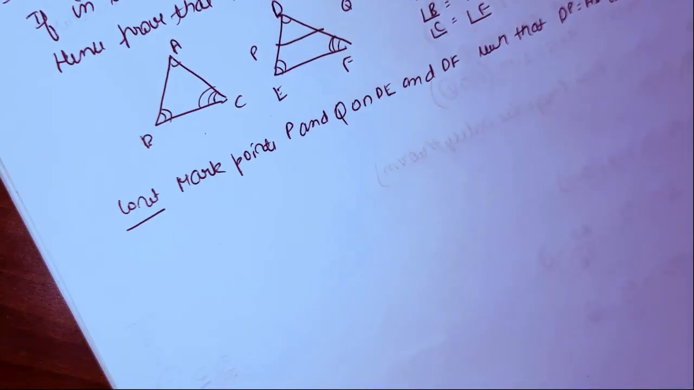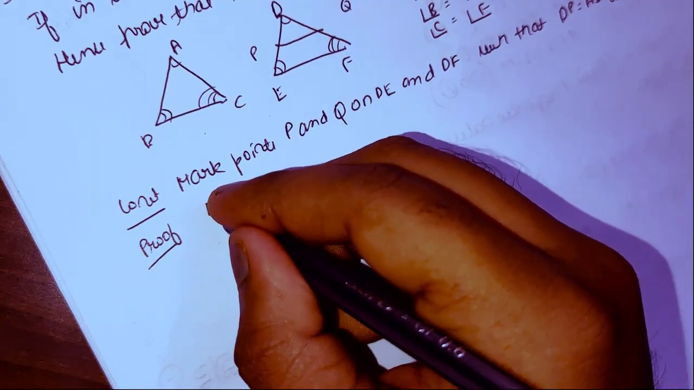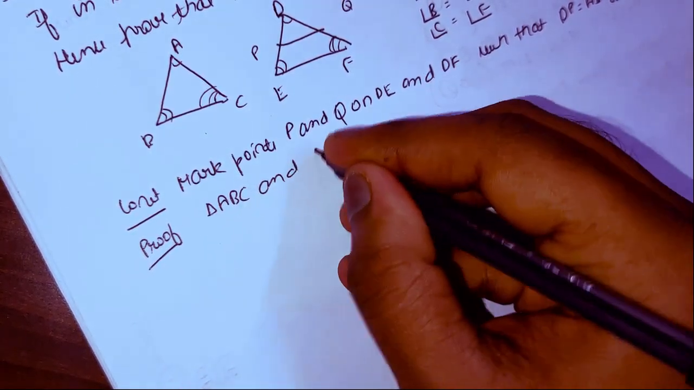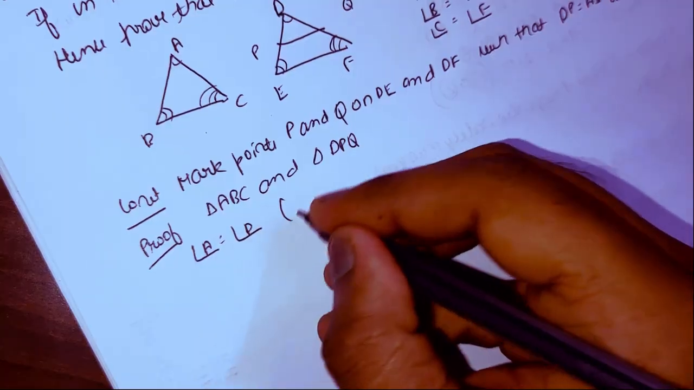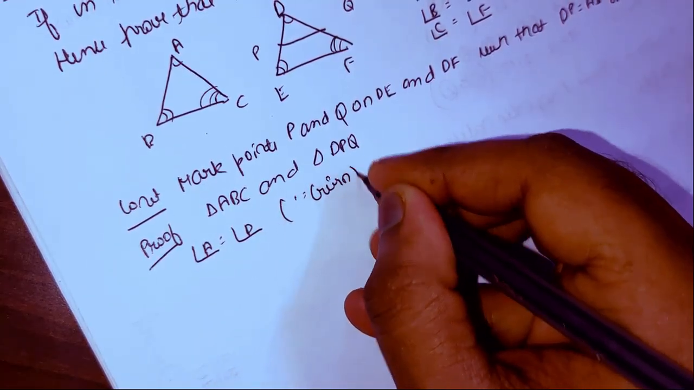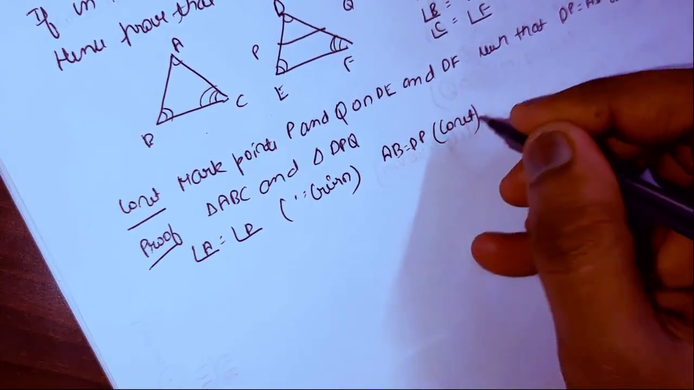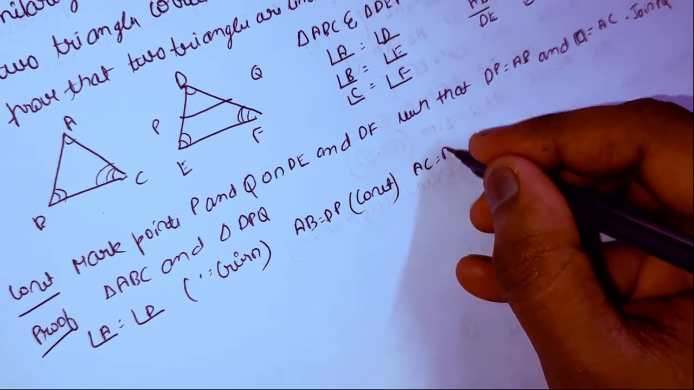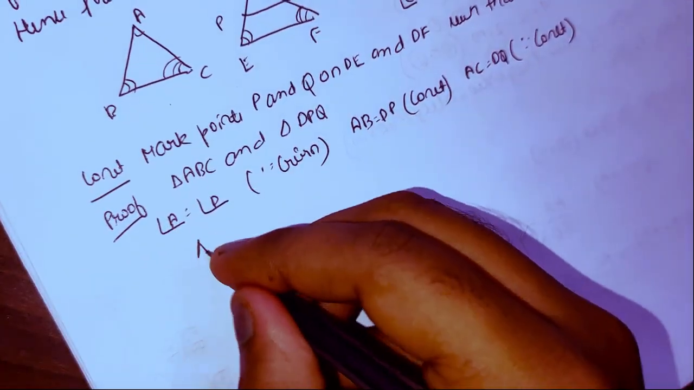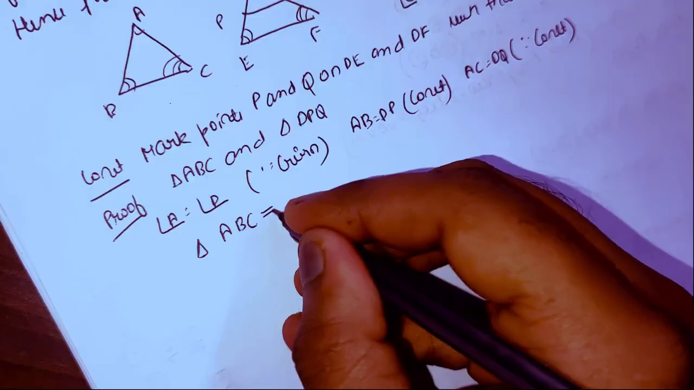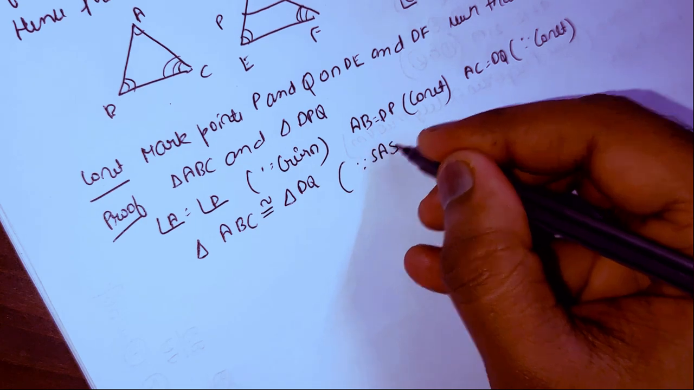We start with the proof. In triangle ABC and triangle DPQ, angle A is equal to angle D. This is given. AB is equal to DP by construction, and AC is equal to DQ, that is also by construction. So we can write triangle ABC is congruent to triangle DPQ, that is by SAS postulate.